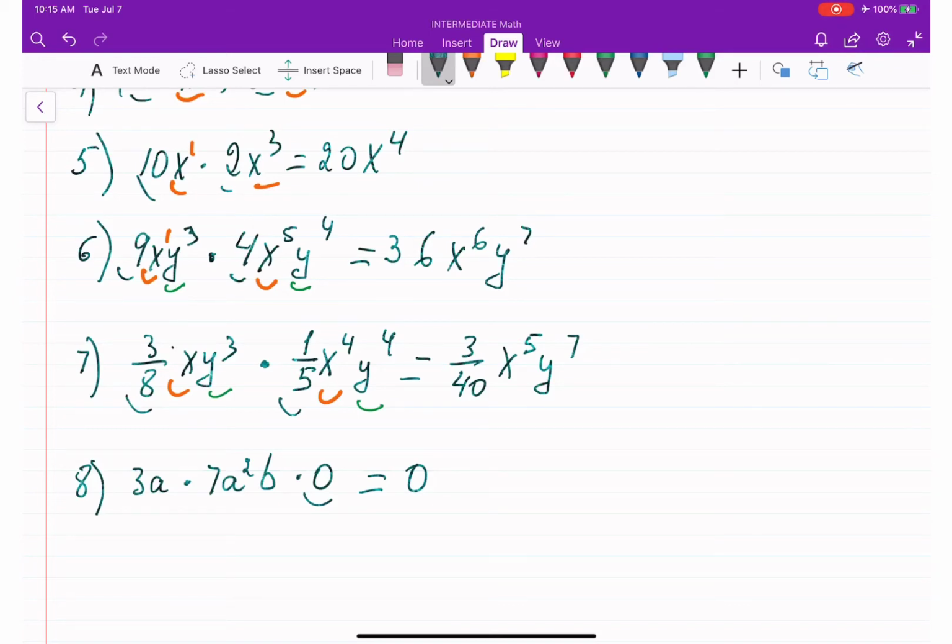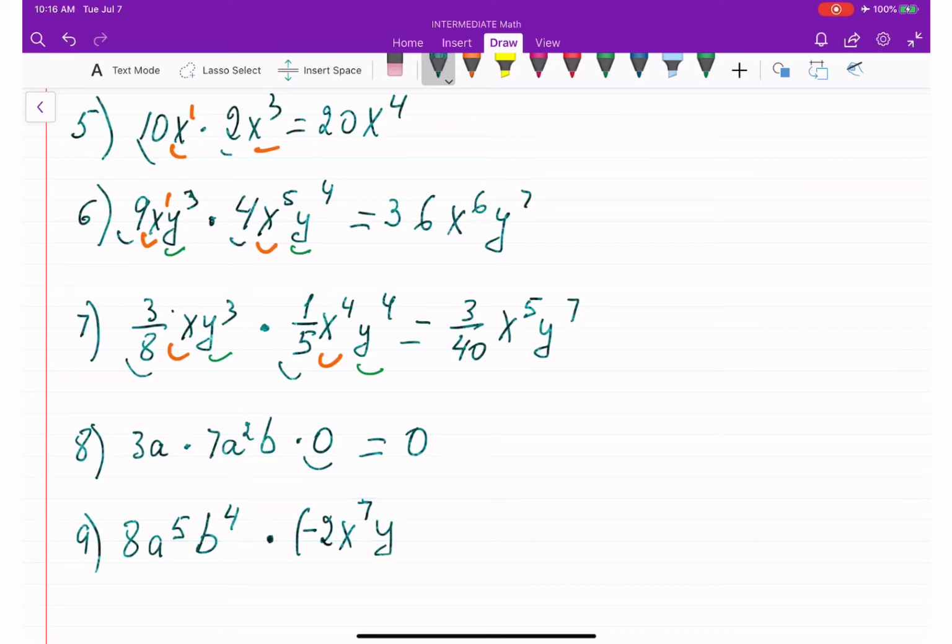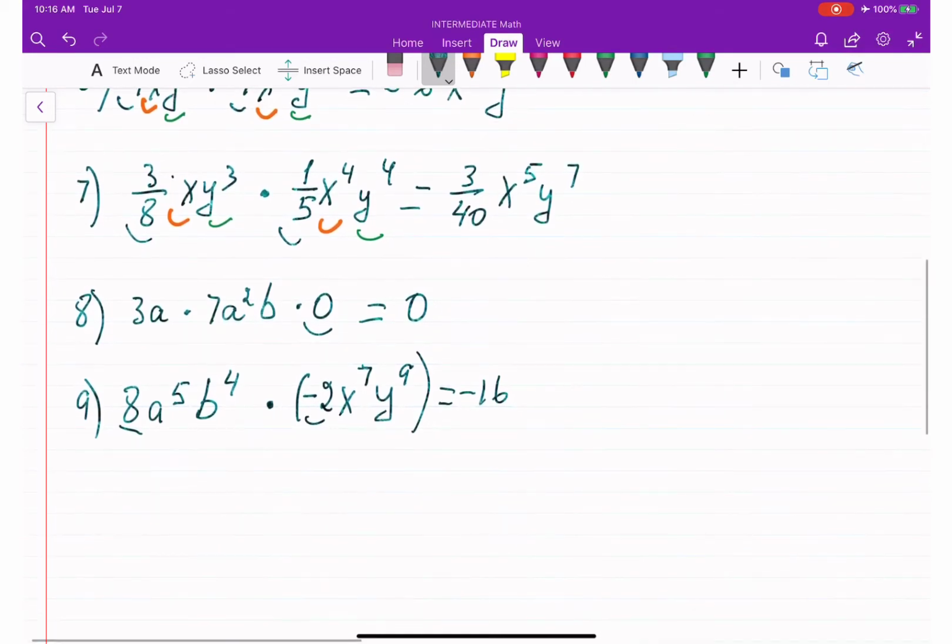Next, a to the 5 b to the 4 times negative 2x to the 7 and y to the 9. Now I put parentheses here because I have a negative sign. You can't have two operations next to each other without separating by parentheses. What do we have here? 8 and negative 2, right? Negative 16. And then a and b, here is x and y. I can't combine them anyhow. I can't multiply them by each other. So I just put them next to each other. a to the power 5, b to the power 4, x to the power 7, and y to the power 9. That was a good example, isn't it?